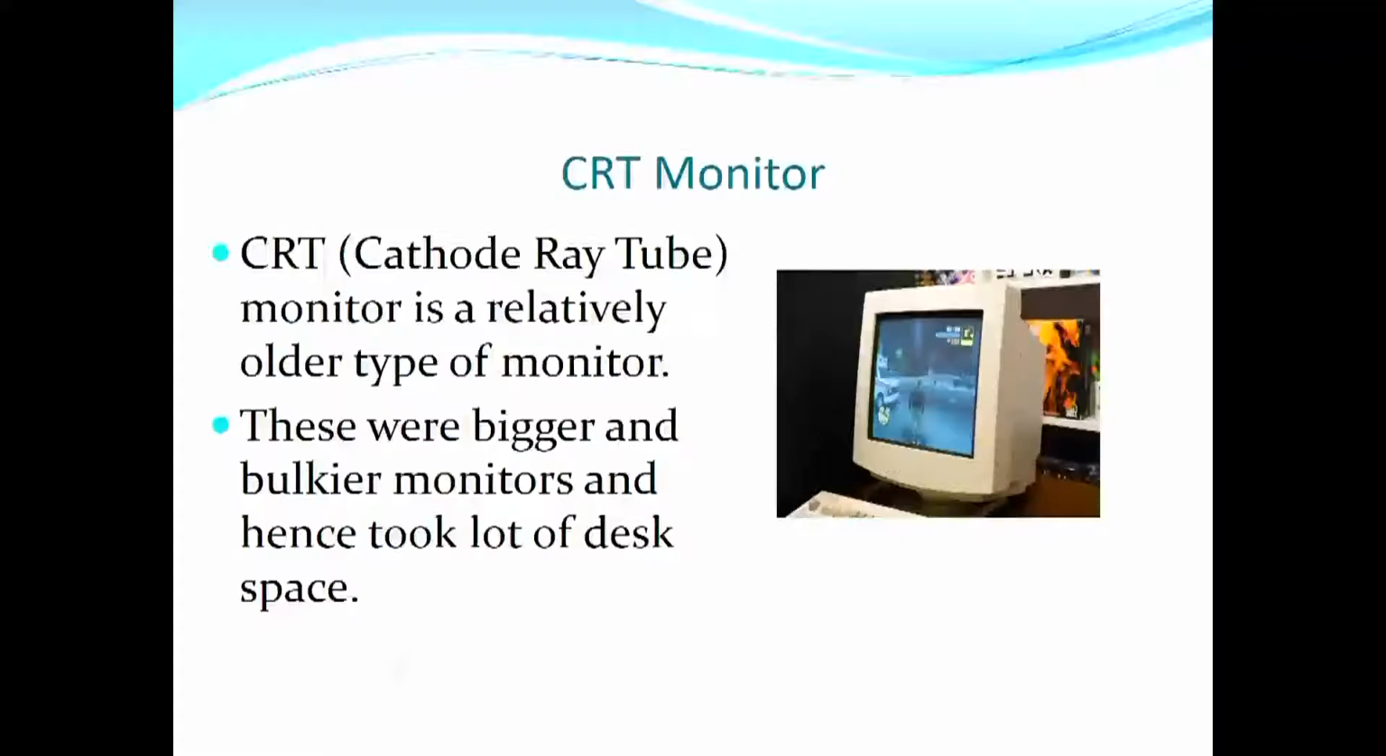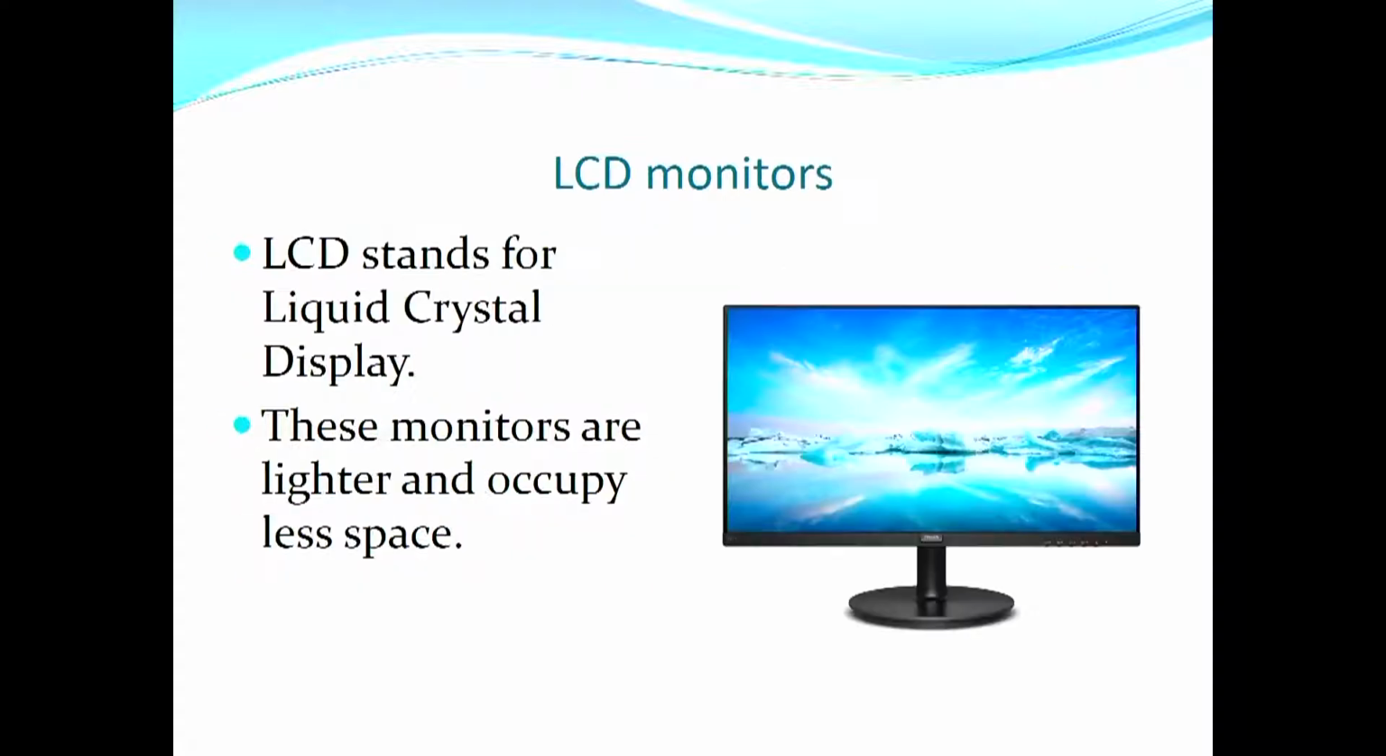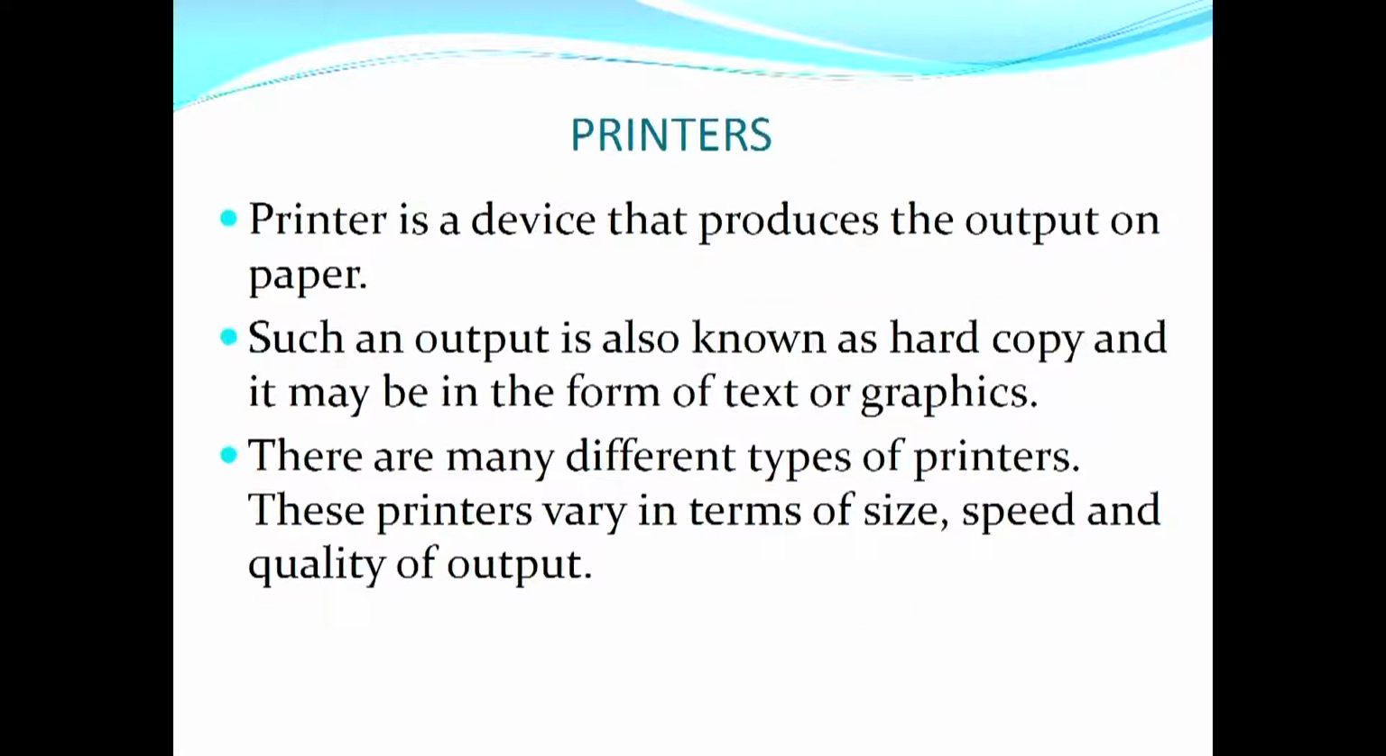So first is the CRT monitor. CRT stands for cathode ray tube monitor. It is actually a very old version of monitors. It was used a long time back. They were very big in size, very bulky, and took a very large amount of space. So it is a relatively older type of monitor, bigger and bulkier, and hence took a lot of desk space. Then came the LCD monitors. LCD stands for liquid crystal display. These monitors are lighter and they occupy much less space as compared to the previous monitors.